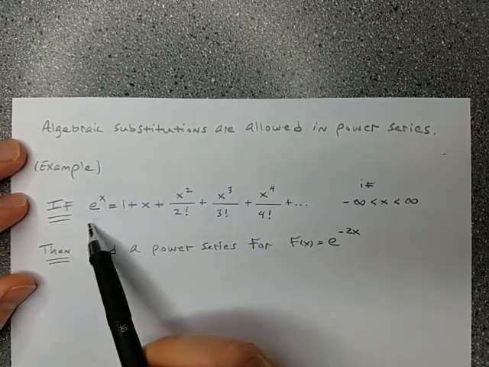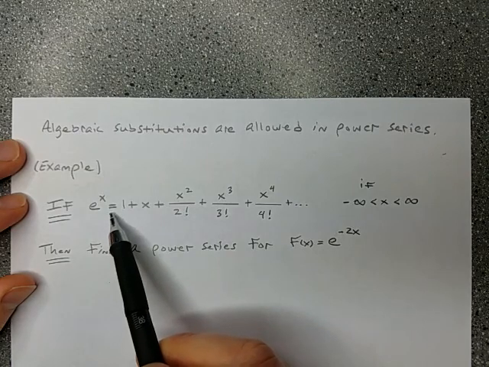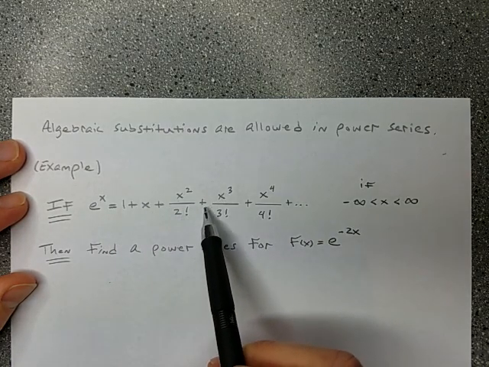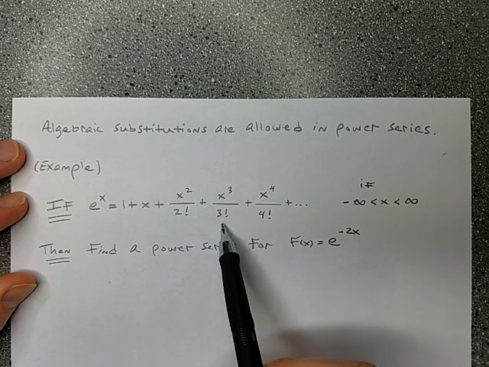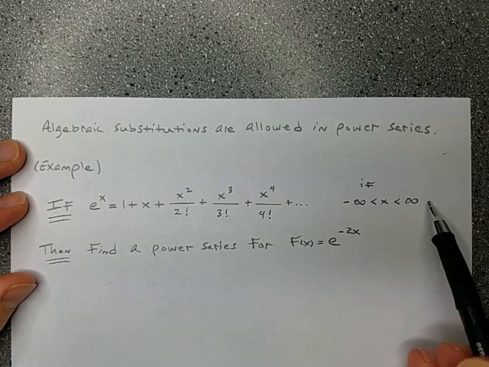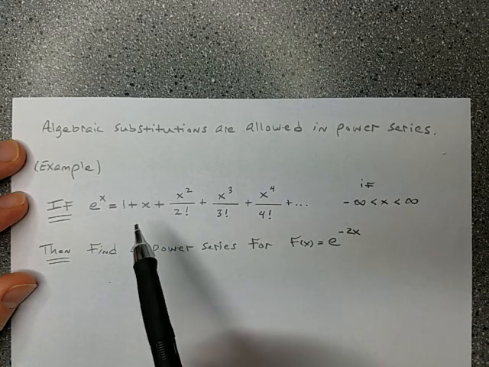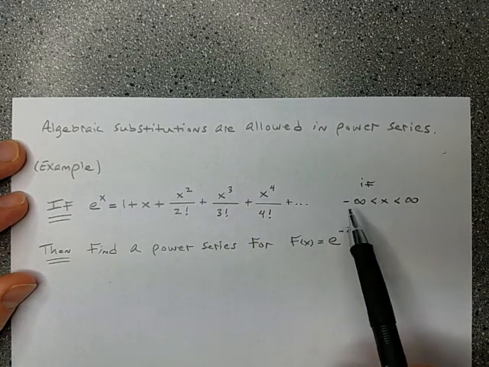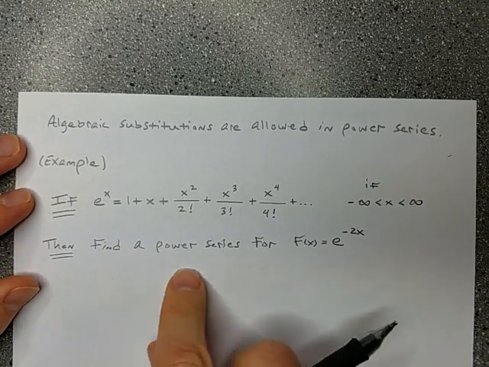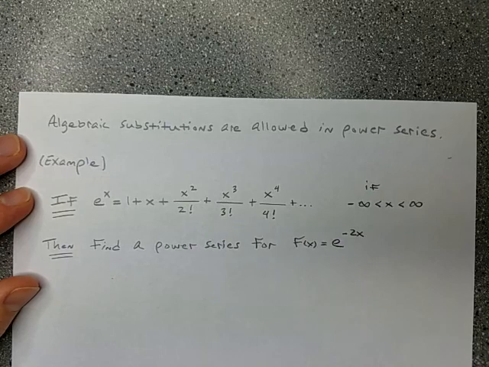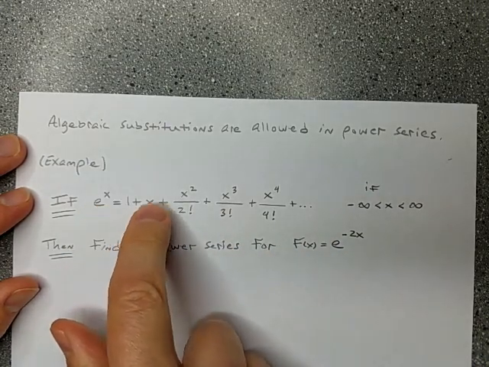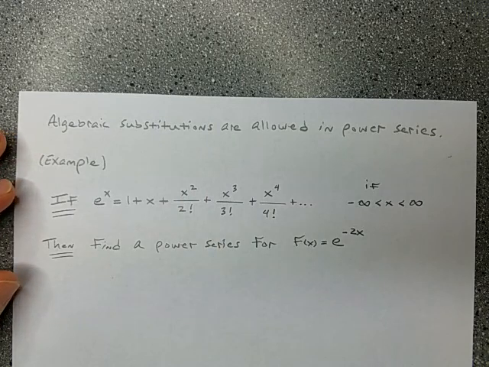Suppose I tell you e to the x power is the same thing as 1 plus x plus x squared over 2 factorial plus x to the third power over 3 factorial, and so on. Suppose that's true for any x. The interval of convergence for this one is negative infinity to infinity. Then find a power series for e to the minus 2x. Well, if I put negative 2x in place of the x's, I'll get it.